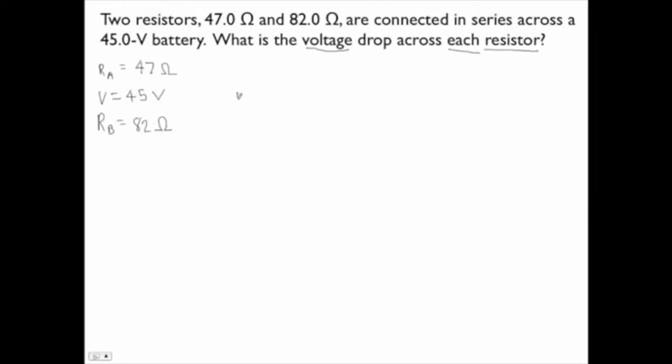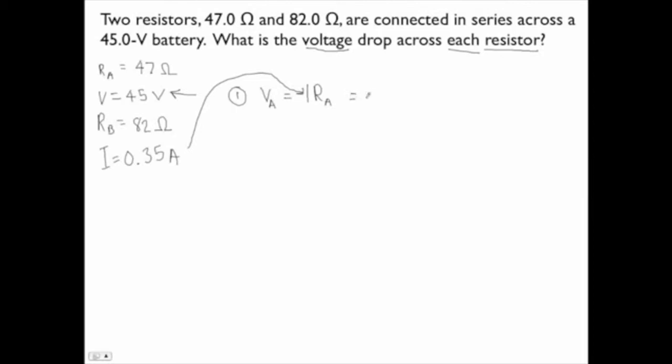Okay, so to figure out the voltage drop across each resistor, you're going to find the volts for resistor A, and you're going to take your current and multiply it by your resistance. So this is the volts of your battery, and you want to find it for each one. And so you're going to take that current that you found before, that 0.35, and you're going to use that in your equation right here.